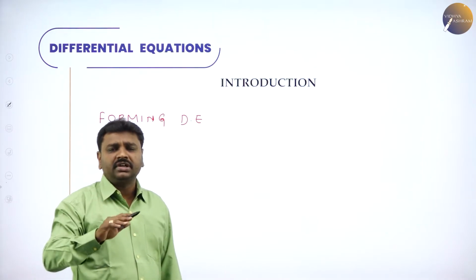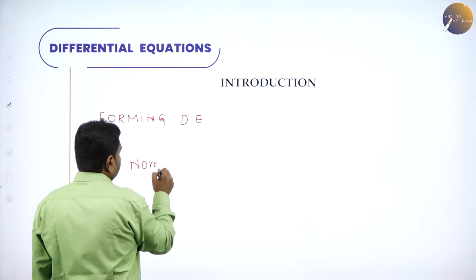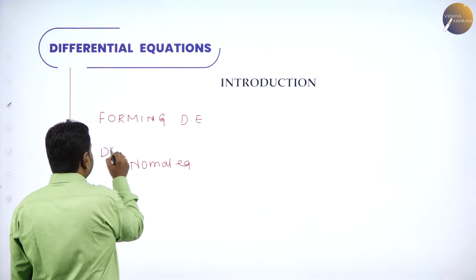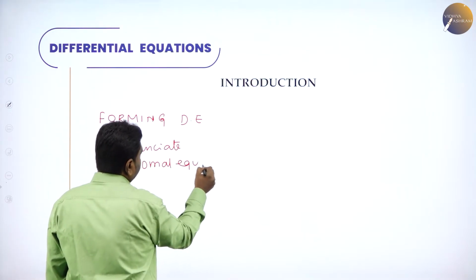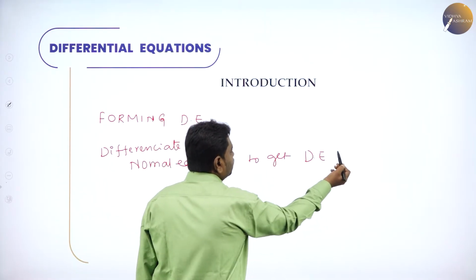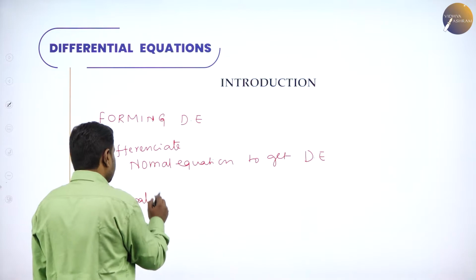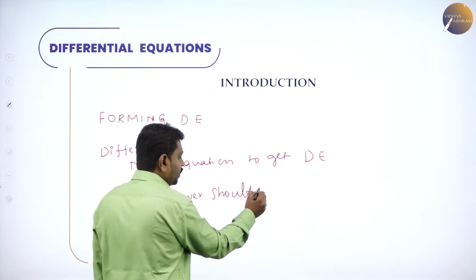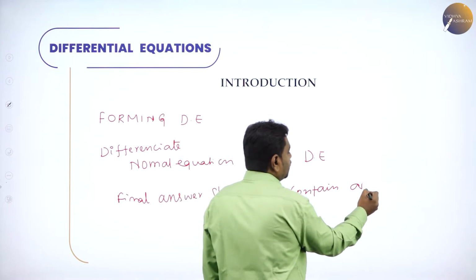They'll give a normal equation, whatever they give, so differentiate the normal equation to get what? The differential equation. That's it. And the final answer should not contain an arbitrary constant. Should not contain an arbitrary constant.